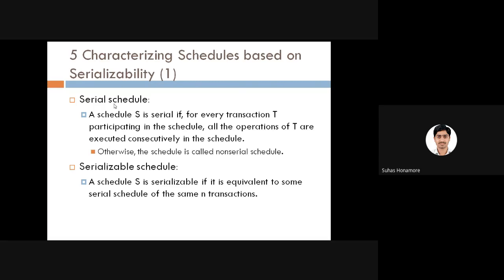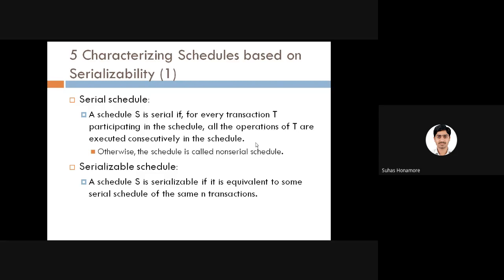So what is a serial schedule? We'll study it first, then the serializable schedule. A schedule S is a serial schedule if, for every transaction T participating in the schedule, all the operations of T are executed consecutively in the schedule. Suppose there are 4 transactions in S, T1 to T4.